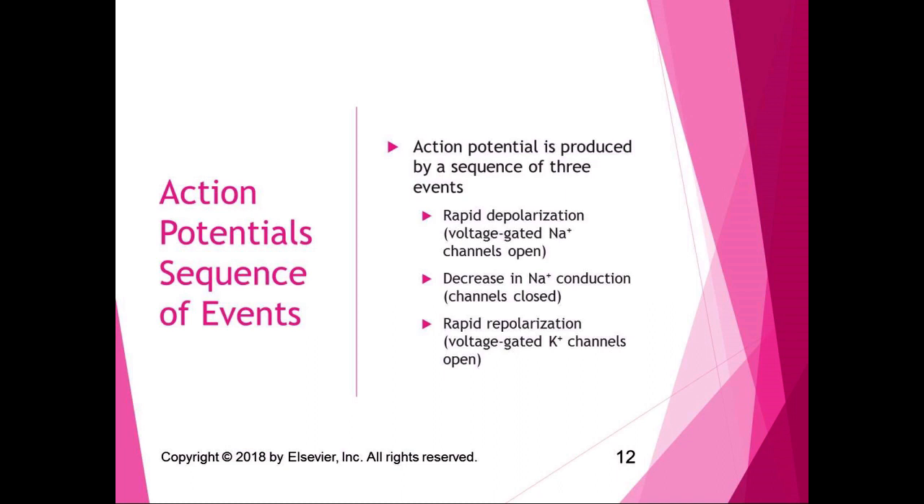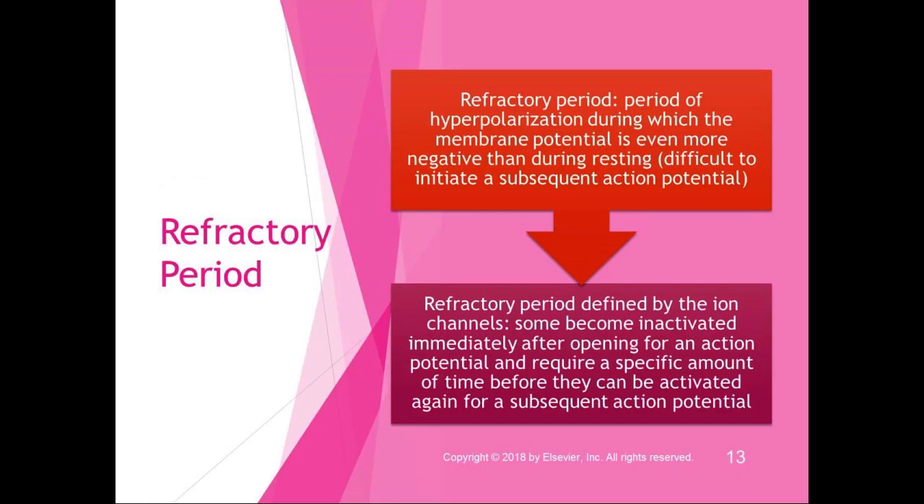So there's naturally more sodium outside the cell and more potassium inside the cell. So when the sodium channels open, sodium rushes into the cell, and then they close. When the voltage-gated potassium channels open, potassium goes out of the cell, and then it closes. So the change in membrane potential happens with the movement of those ions.